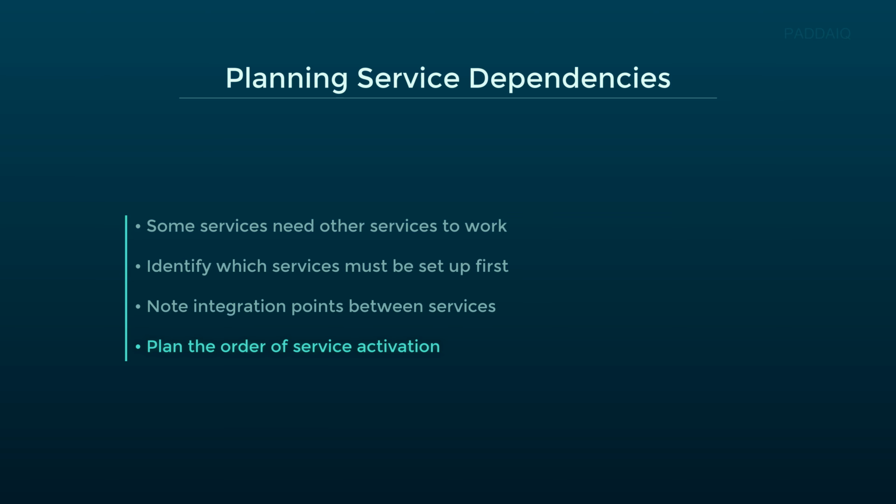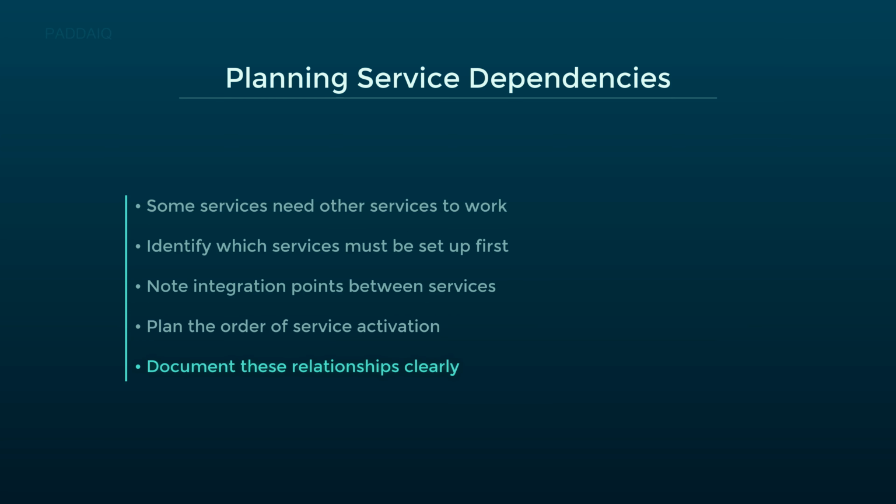Plan the order of service activation. This means identifying which BTP services must be enabled first because other services rely on them. For example, you must activate the SAP HANA Cloud Service before you can successfully set up the SAP Analytics Cloud Service, which depends on it. This careful sequencing ensures all integrations work correctly from the start.